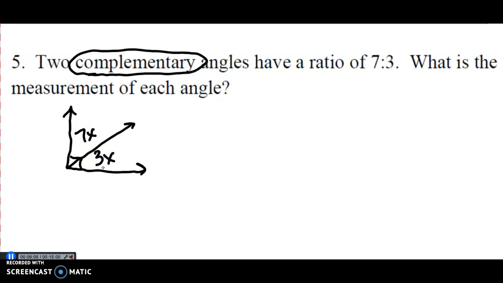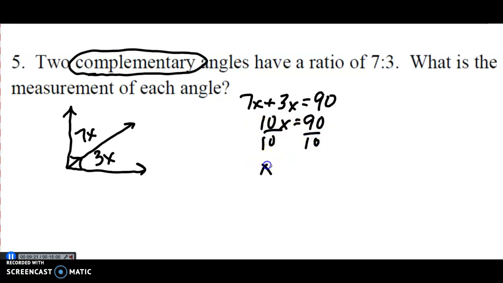So let's write our equation. 7x plus 3x is equal to 90 degrees. Combine our like terms, we get 10x is equal to 90 degrees. Divide by 10, x is equal to 9 degrees. Let's see if we answered the question. It says, what is the measurement of each angle? That's not what we found.